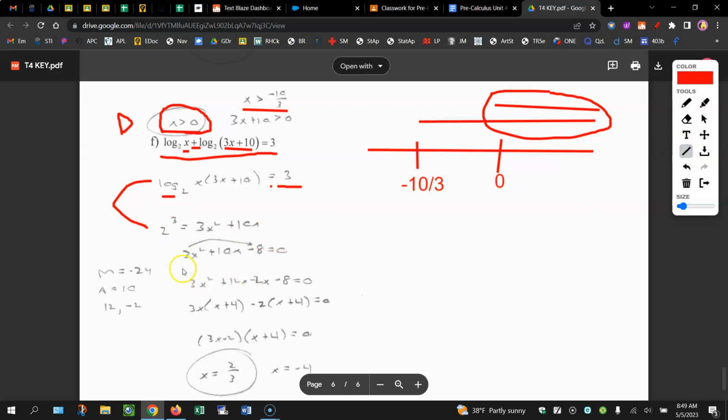Then we need to get into some factoring by grouping because this is a 3. So 3 times the negative 8 is negative 24. You need numbers that multiply to negative 24 that add to 10. Those are 12 and negative 2.